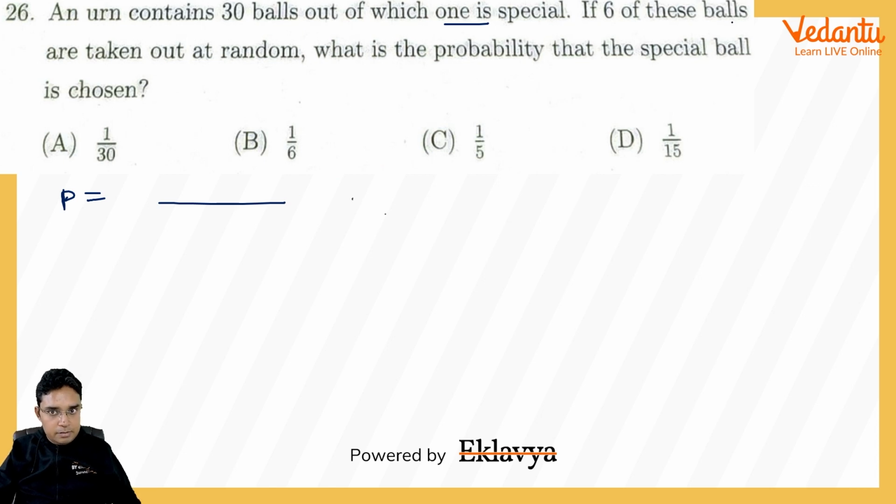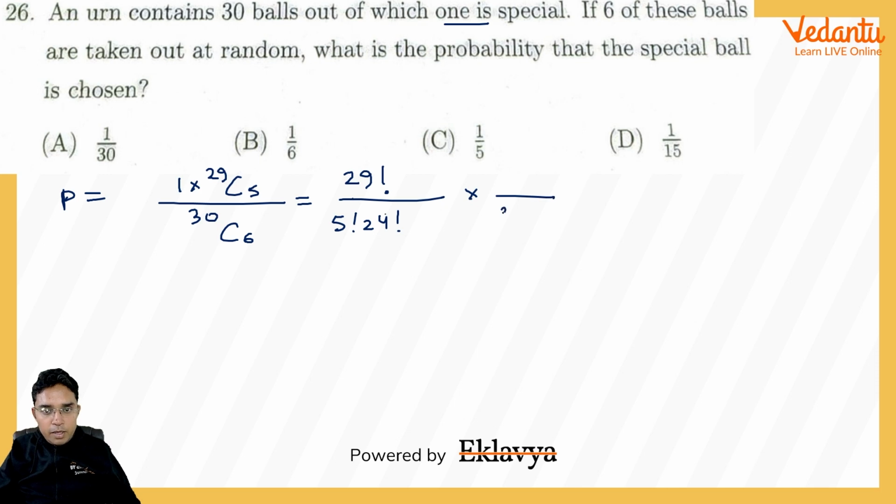So among 6, if you want the special ball to be there, that means one ball is special and the remaining 5 balls will be chosen from the remaining 29. Whereas total cases would be 30C6. And if you solve it, you will get 29 factorial upon 5 factorial, 24 factorial here, whereas in the denominator it is 30 factorial, 6 factorial here and 24 factorial here. So 24 factorial is cancelled, 29 factorial will cancel it 30 times, and this will cancel it 6 times. So the answer is 1 upon 5, C.